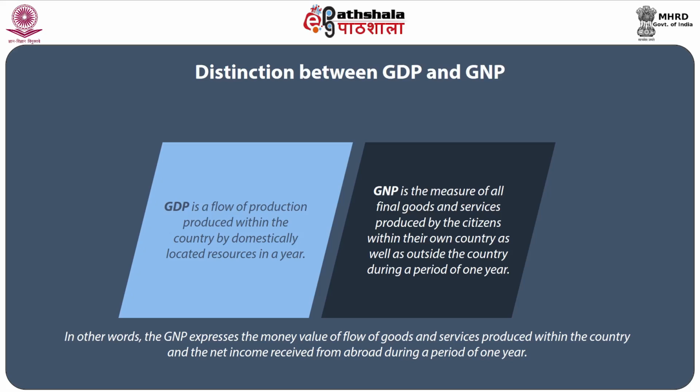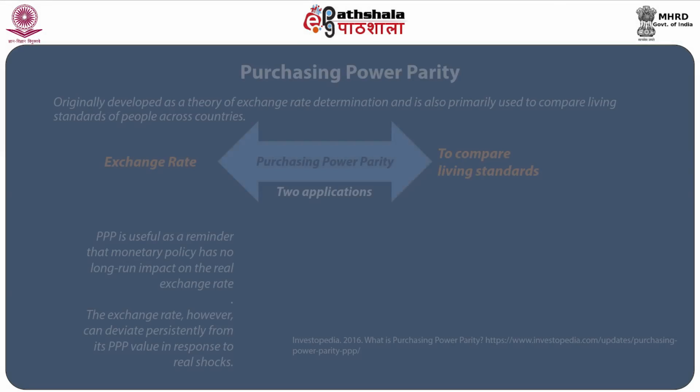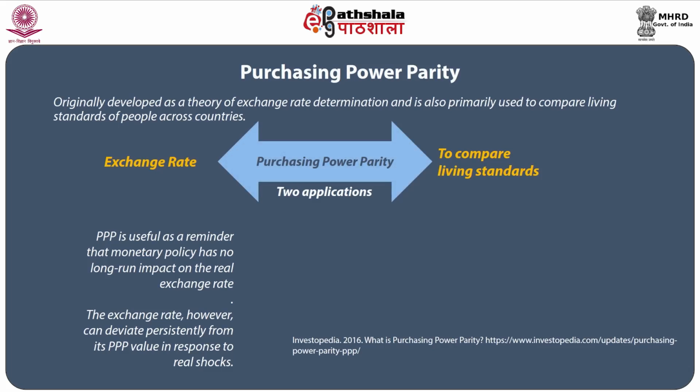The gross national product, GNP, on the other hand, is the measure of all final goods and services produced by the citizens within their own country as well as outside the country during a period of 1 year. In other words, the GNP expresses the money value of the flow of goods and services produced within the country and the net income received from abroad during a period of 1 year. Thus, when we move from the GDP to GNP, we add factor income receipts from foreigners and subtract factor income payments to foreigners. Let's discuss purchasing power parity, PPP.